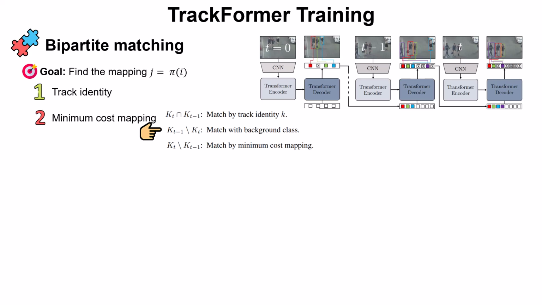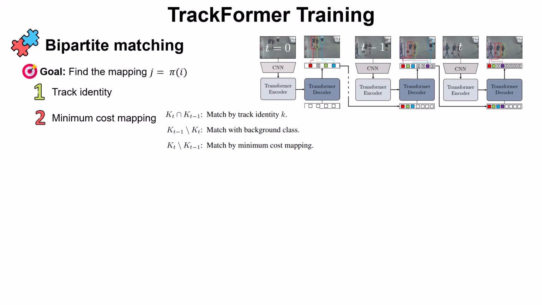And we just simply match them with the background class, because our network should predict a confidence score below the threshold and we consider it as background. And the final scenario is for the objects that we are seeing at time frame t right now, but we didn't see them before at time frame t-1. So in this case, we are using minimum cost mapping for these objects that just became visible.